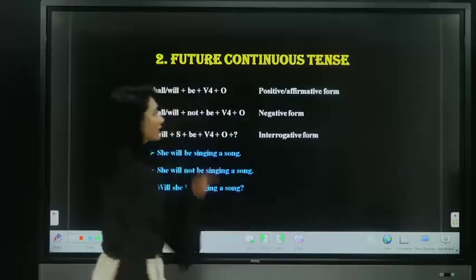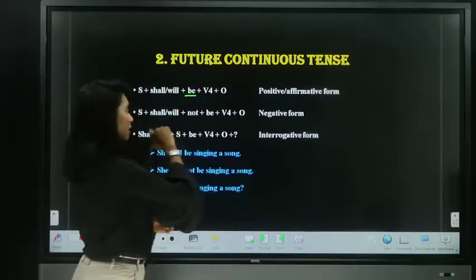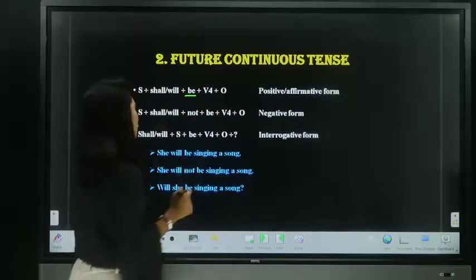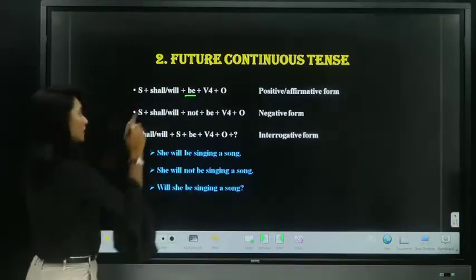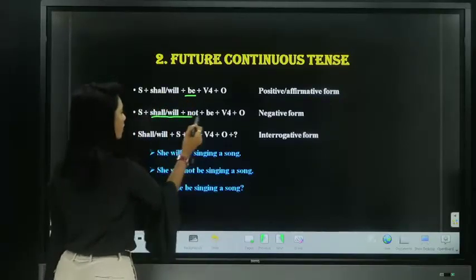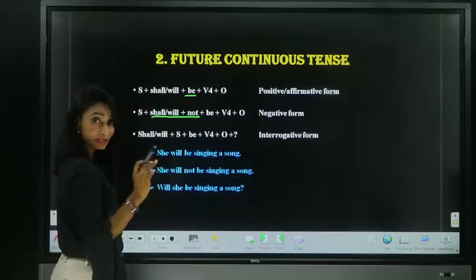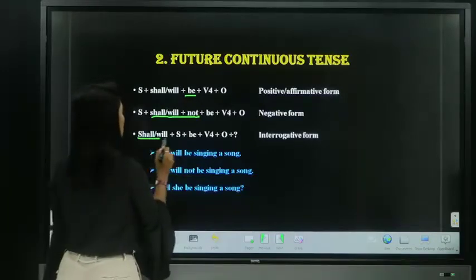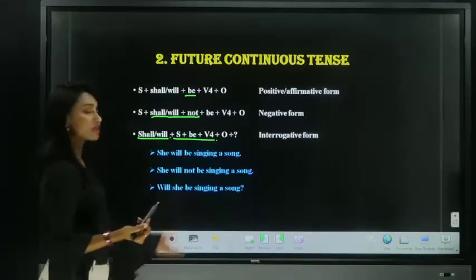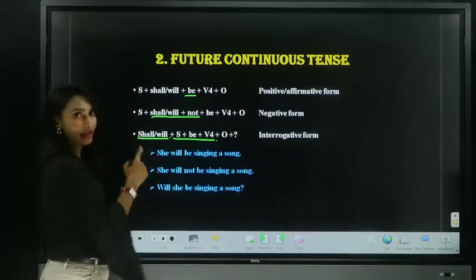That is for positive sentence. So, is, am, are present be forms. Was, were past be forms. Be is a future be form. Now, going on to negative, just use not after the auxiliary. Subject plus shall or will plus not plus be plus V4 plus object. So be form is be only. Interrogative. Shall or will plus subject plus be plus V4 plus object plus question mark. It is for interrogative. So I think it is clear.